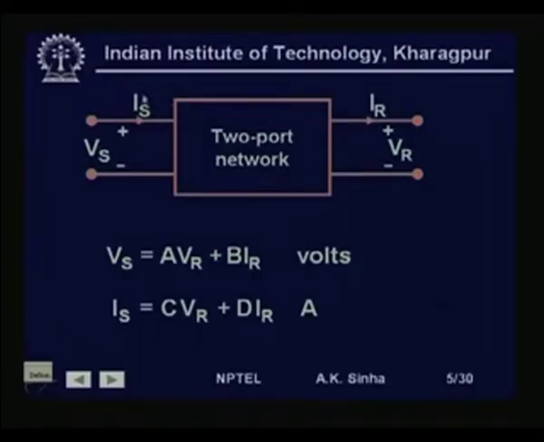Now, once we have used the lumped parameter model for the transmission line, we can consider this transmission line as a simple two port network, where we have an input port with the voltage V s and I s, that is the sending end port. V s is the sending end voltage, I s is the sending end current, V r is the receiving end voltage and I r is the receiving end current. So, a transmission line can be visualized as a two port network.